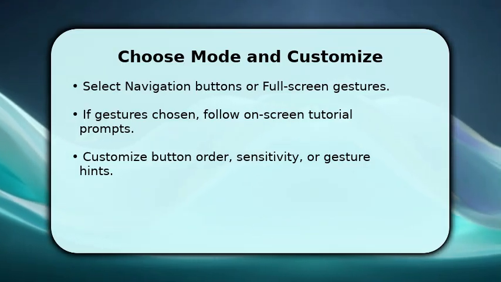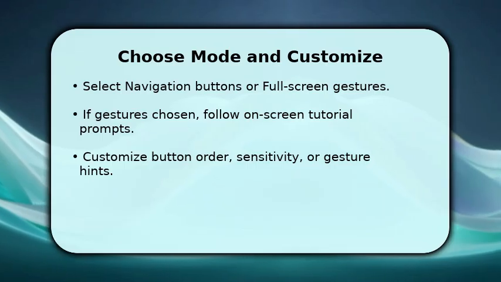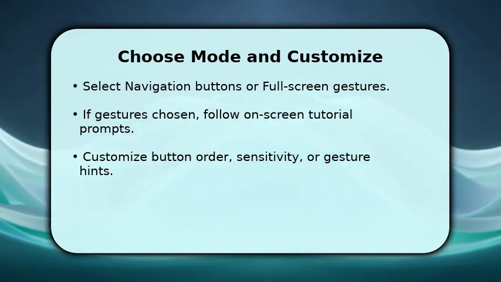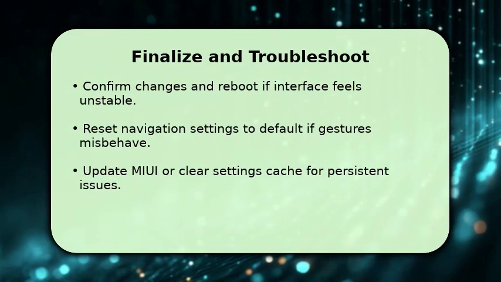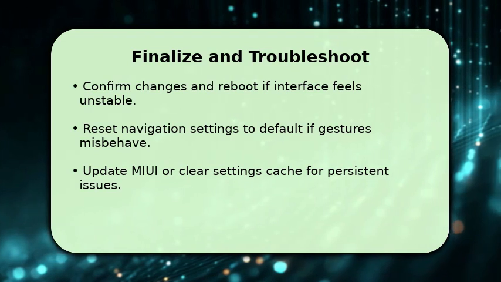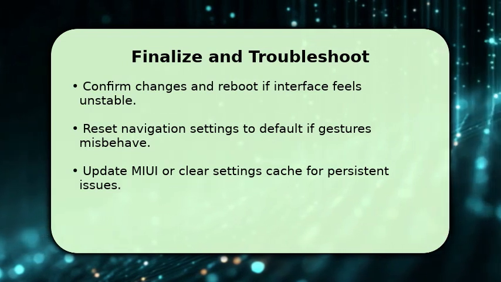Make adjustments to sensitivity or hints so the gestures feel natural and reduce accidental triggers. Finish by confirming changes and using the phone normally for a few minutes. This surfaces any odd interactions.